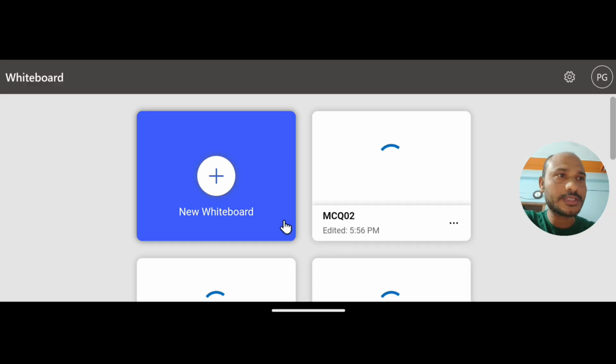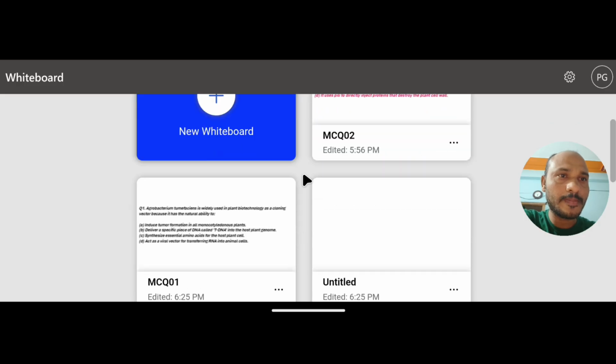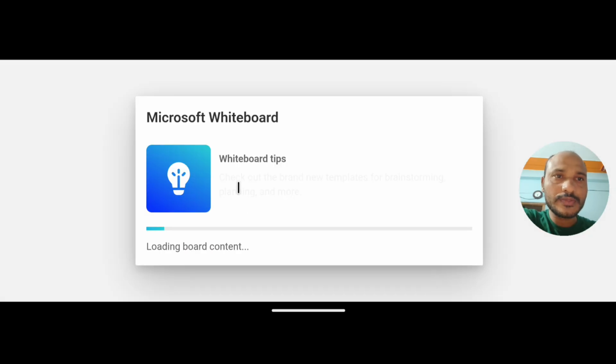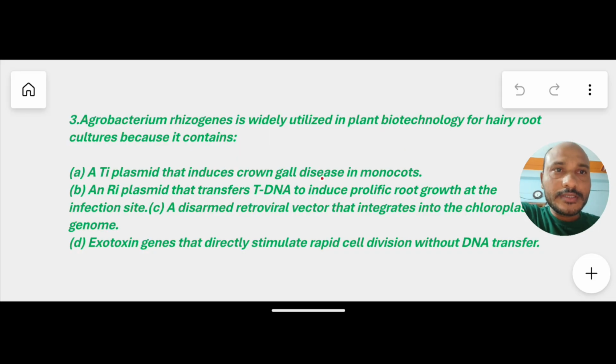And one more MCQ, the last MCQ from this topic. The third MCQ is asking about another species of Agrobacterium, that is Agrobacterium rhizogenes. Agrobacterium rhizogenes is widely utilized in plant biotechnology for hairy root culture because it contains. So read these four options and drop your answer in the comment box.